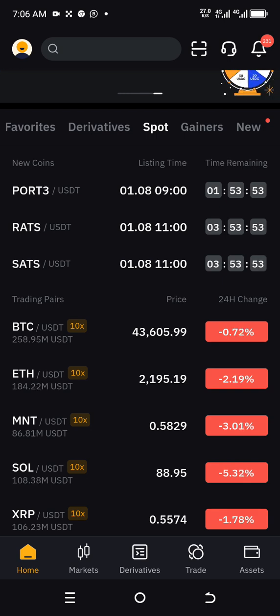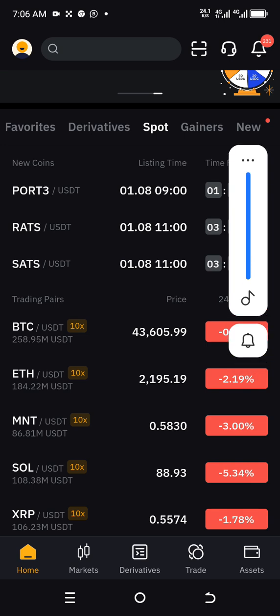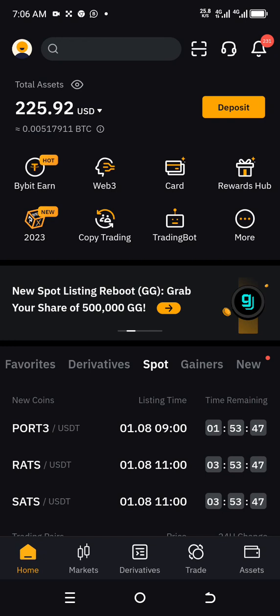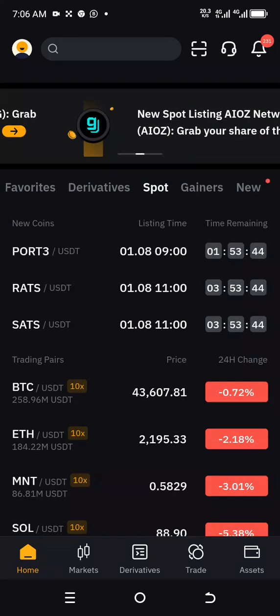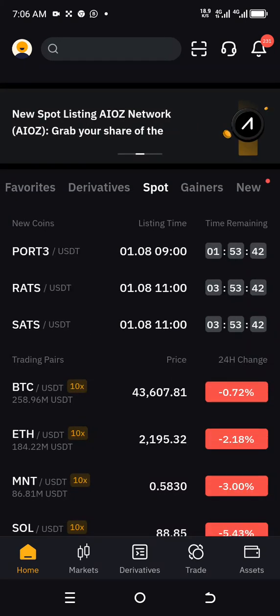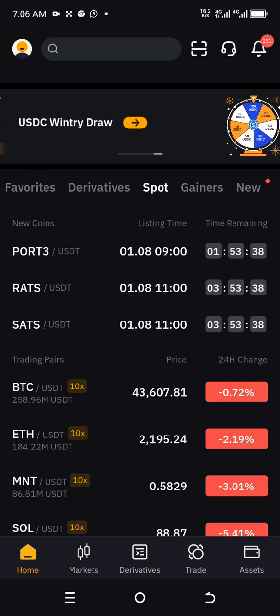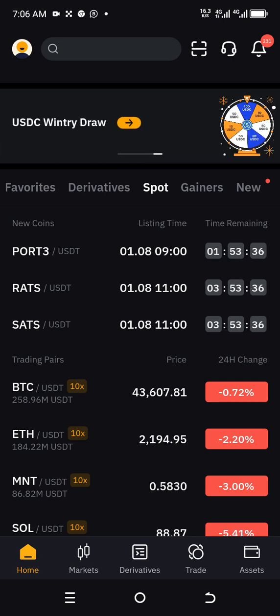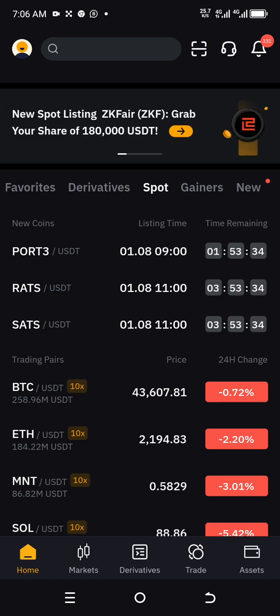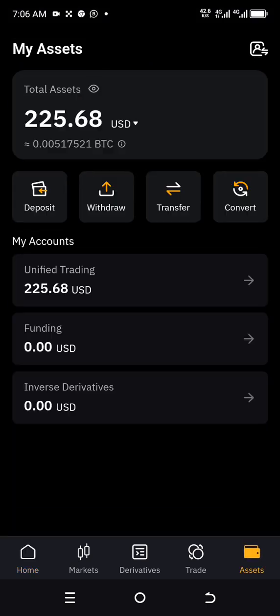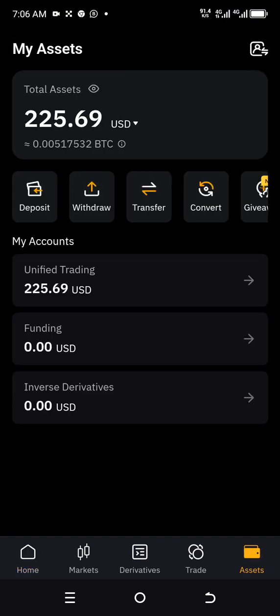So all you just need to do is to pick up your phone and go to trade. In this very place, we have home, we have market, we have derivatives, which is the featured trading of this very place, and we have the trade, and we also have the asset. The trade is where you can trade, and the asset is where you can find your fund. See the asset? This is the asset. The asset is where you can find your fund.